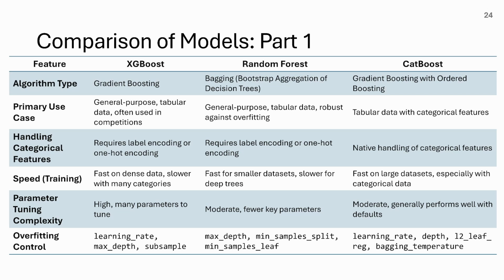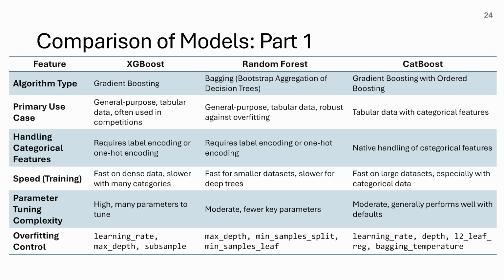Since I mentioned the categorical features, XGBoost requires categorical features to be manually encoded, either through label encoding or one-hot encoding. This encoding can add complexity and in high-dimensional datasets slow down the model. Random forest also requires label encoding or one-hot encoding, since it does not natively support categorical data. CatBoost is optimized for categorical data, natively handling categories without the need for explicit encoding, and this feature saves pre-processing time and reduces the risk of introducing encoding-related biases.